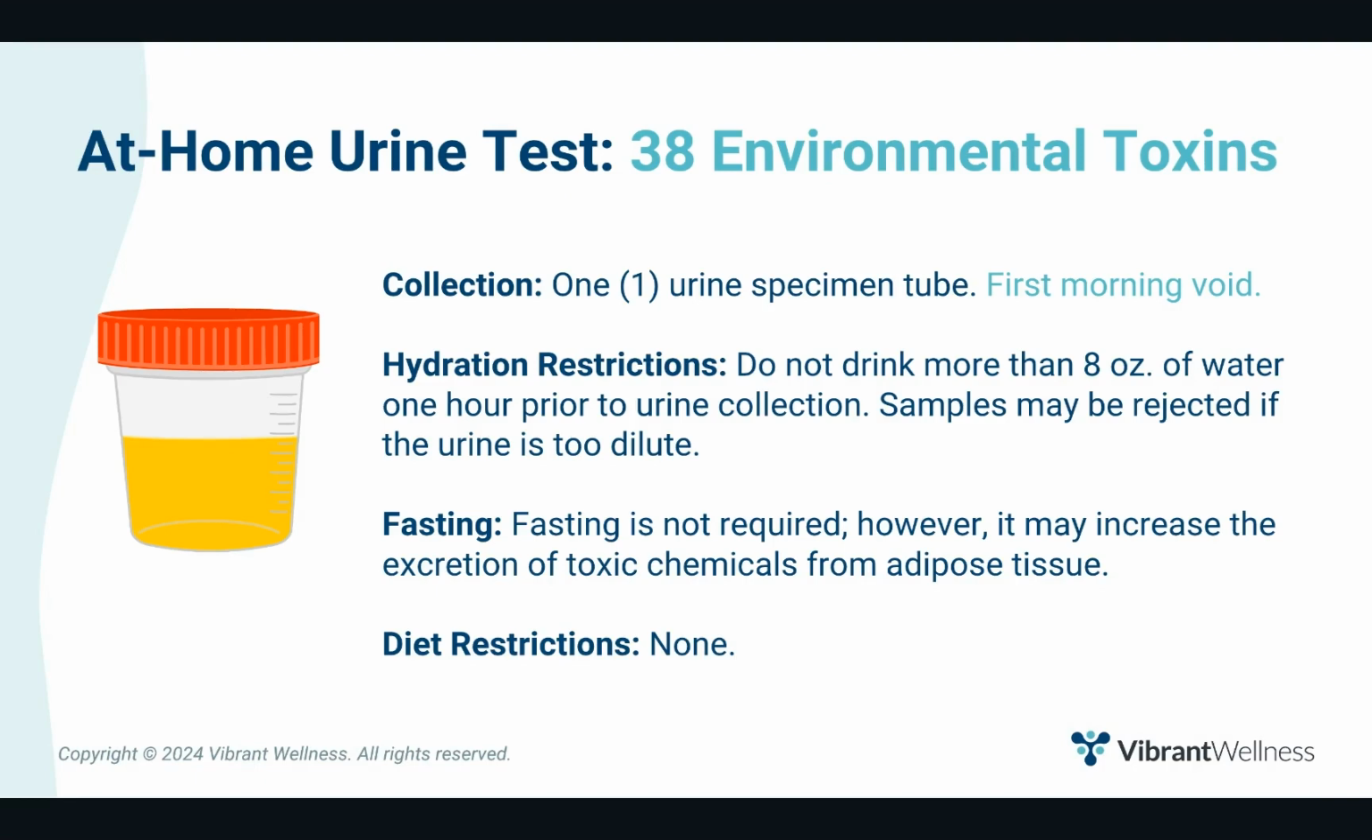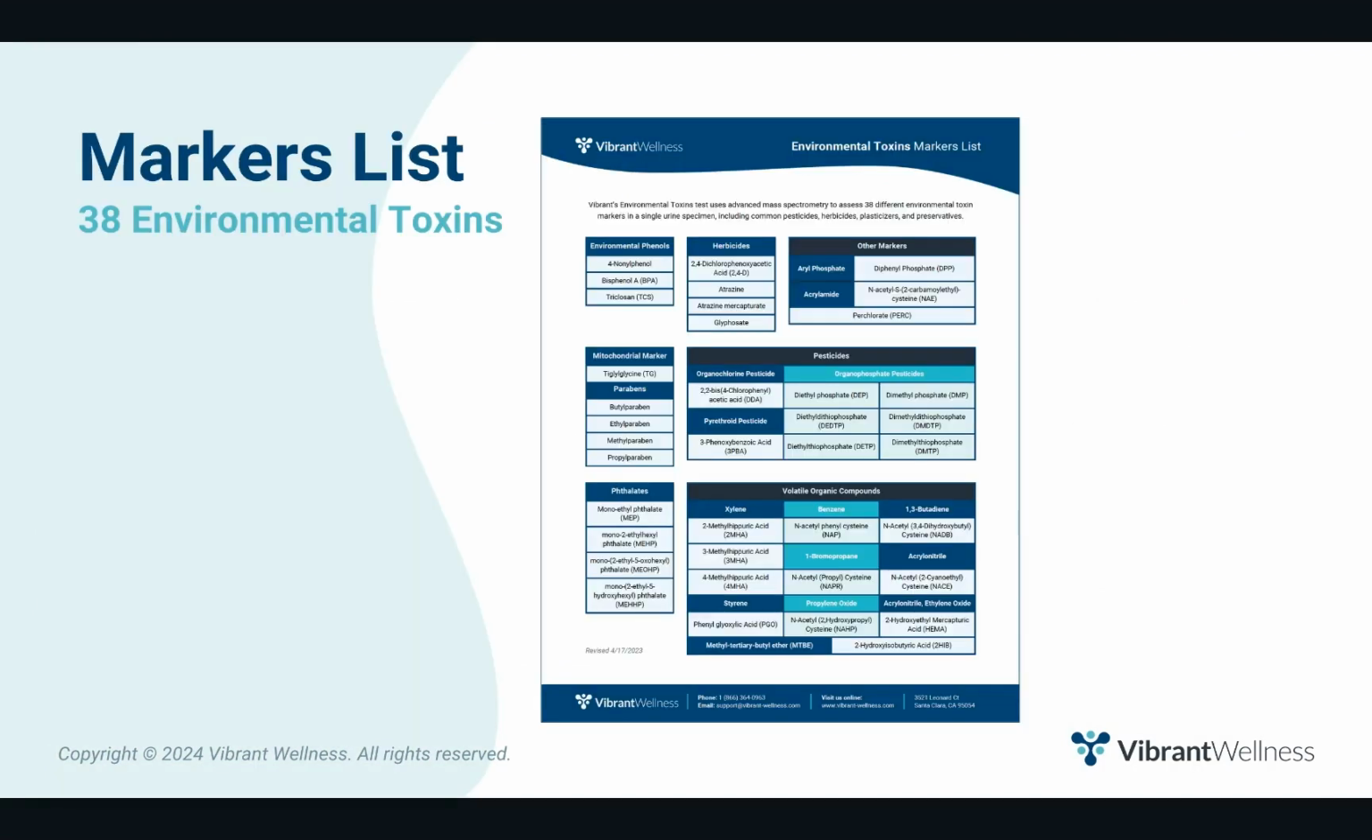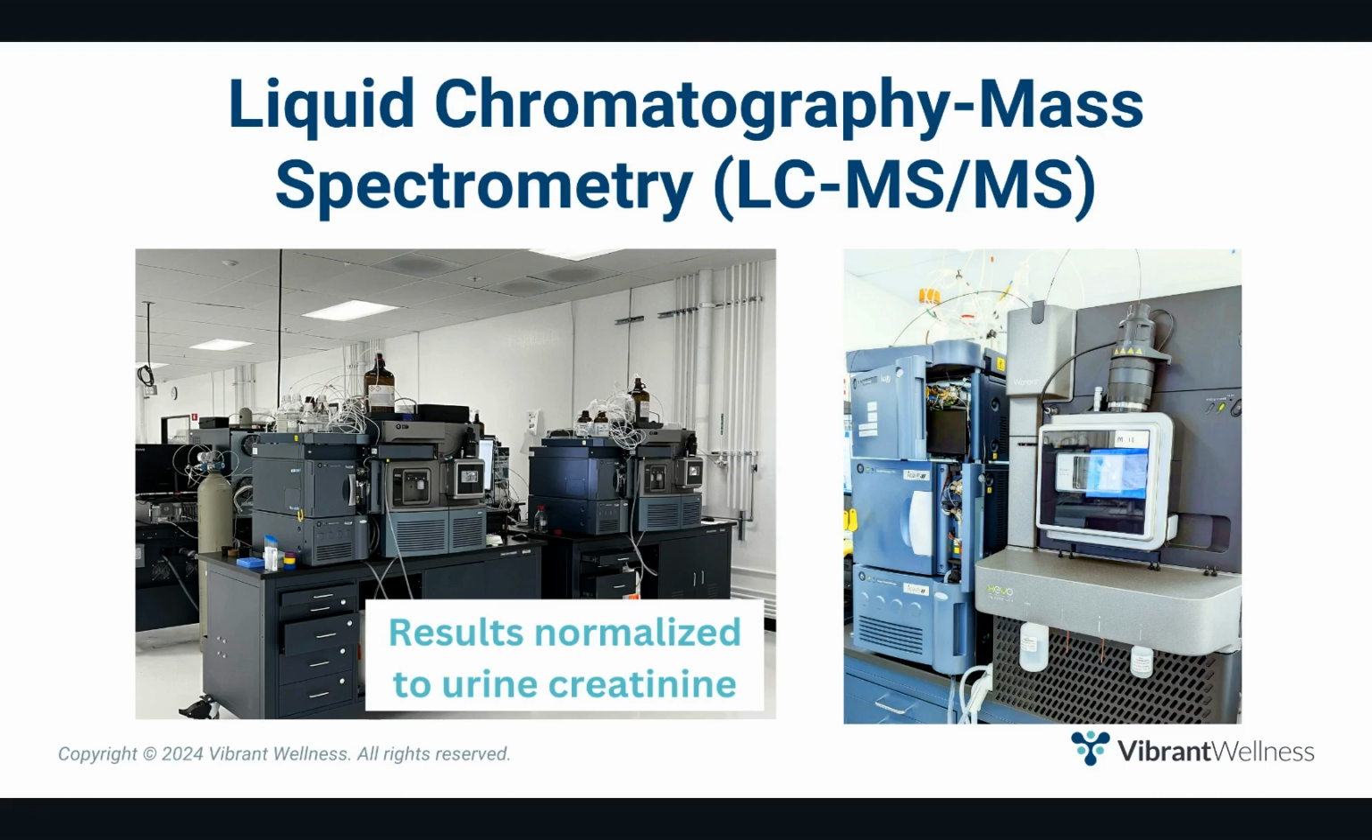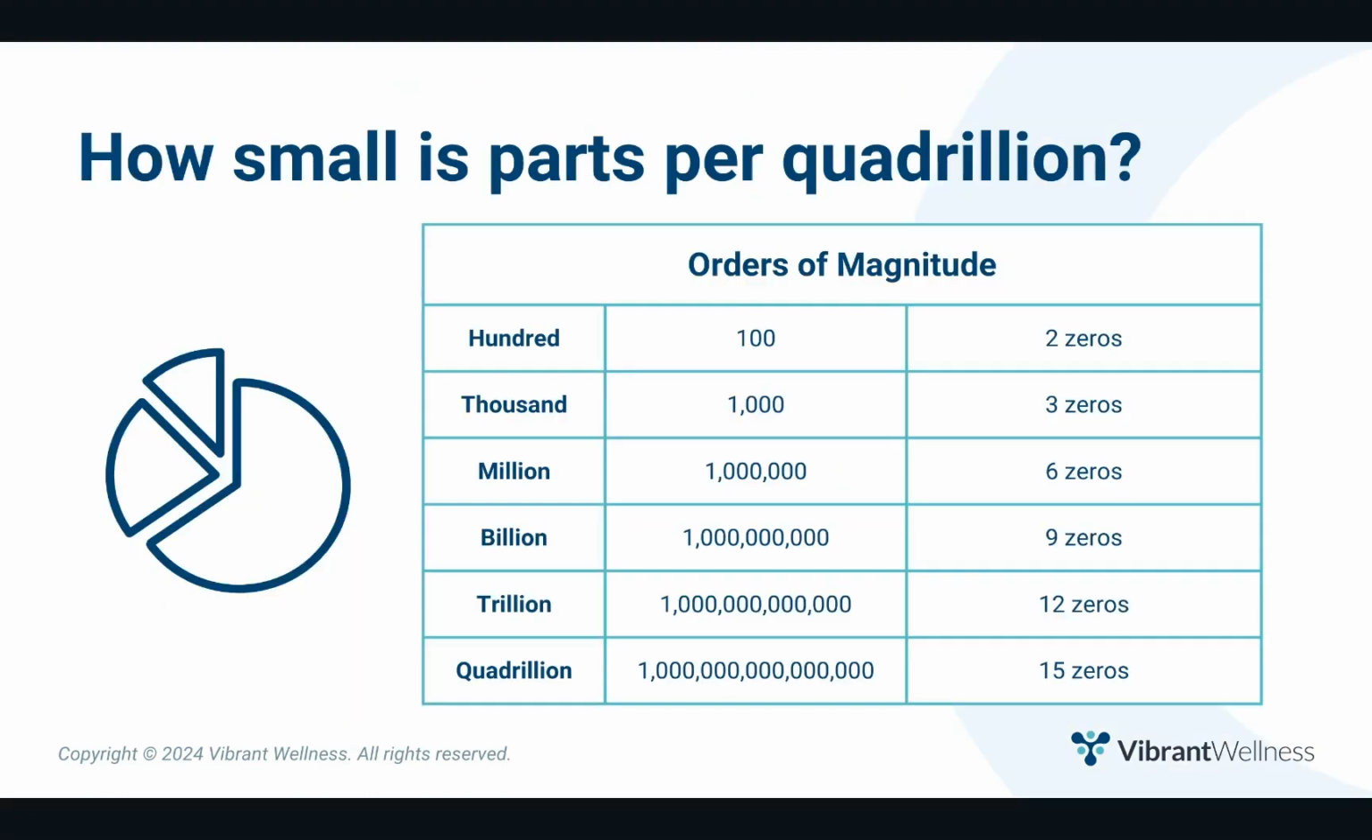Vibrant's Environmental Toxins Test is an easy at-home urine test that uses the gold standard liquid chromatography mass spectrometry to measure 38 environmental toxins, providing robust insight into environmental toxin exposure. Liquid chromatography with tandem mass spectrometry is a powerful analytical technique that combines the separating power of liquid chromatography with the highly sensitive and selective mass analysis capability of quadrupole mass spectrometry. The mass spec machine we use detects elements down to the parts per quadrillion level.